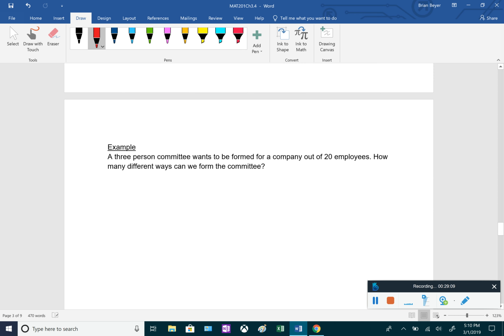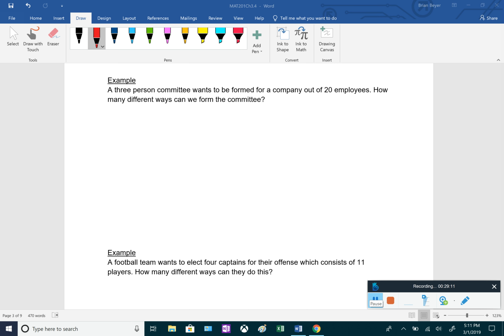Okay, let's do more of a word problem here. A 3-person committee wants to be formed for a company out of 20 employees. We want to know how many different ways we can form this committee. Just by looking at this, we should be able to see that the order does not matter. So order does not matter, meaning this is just going to be a 3-person committee out of 20. All of these people are exactly the same, essentially. They're just one of the 3 in a committee. So we know this is going to be a combination because the order doesn't matter.